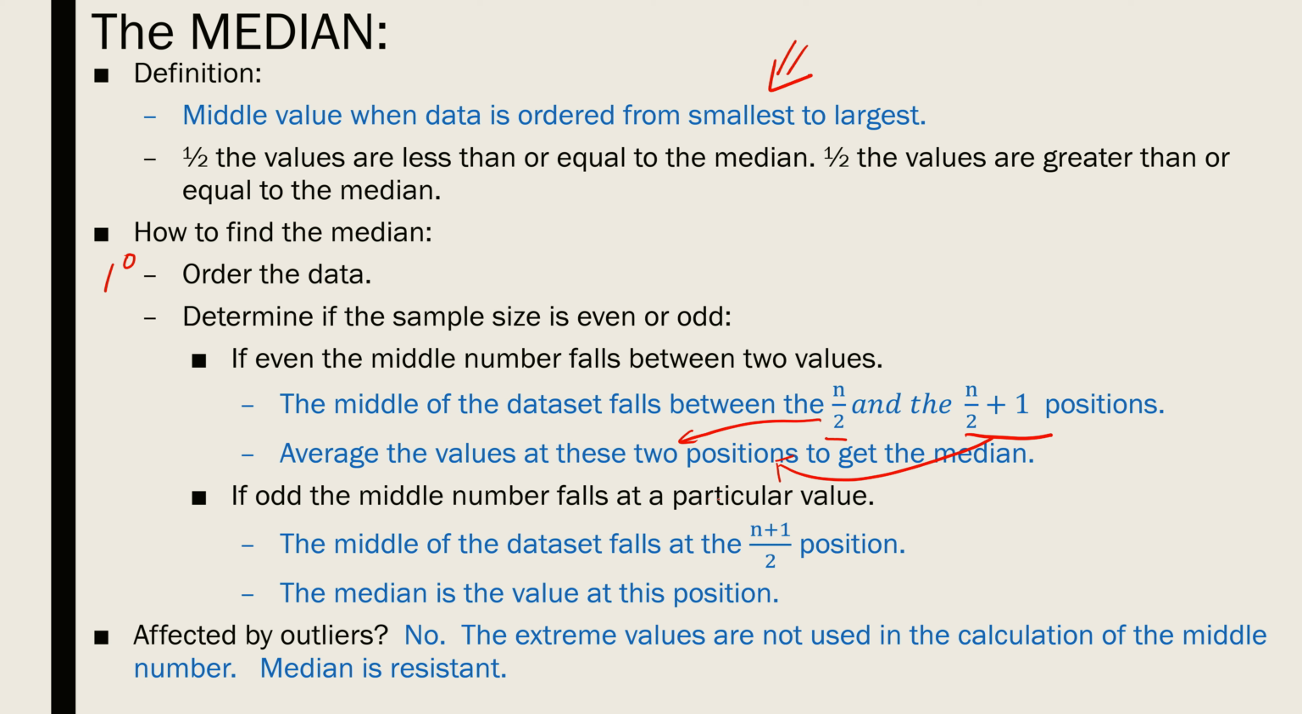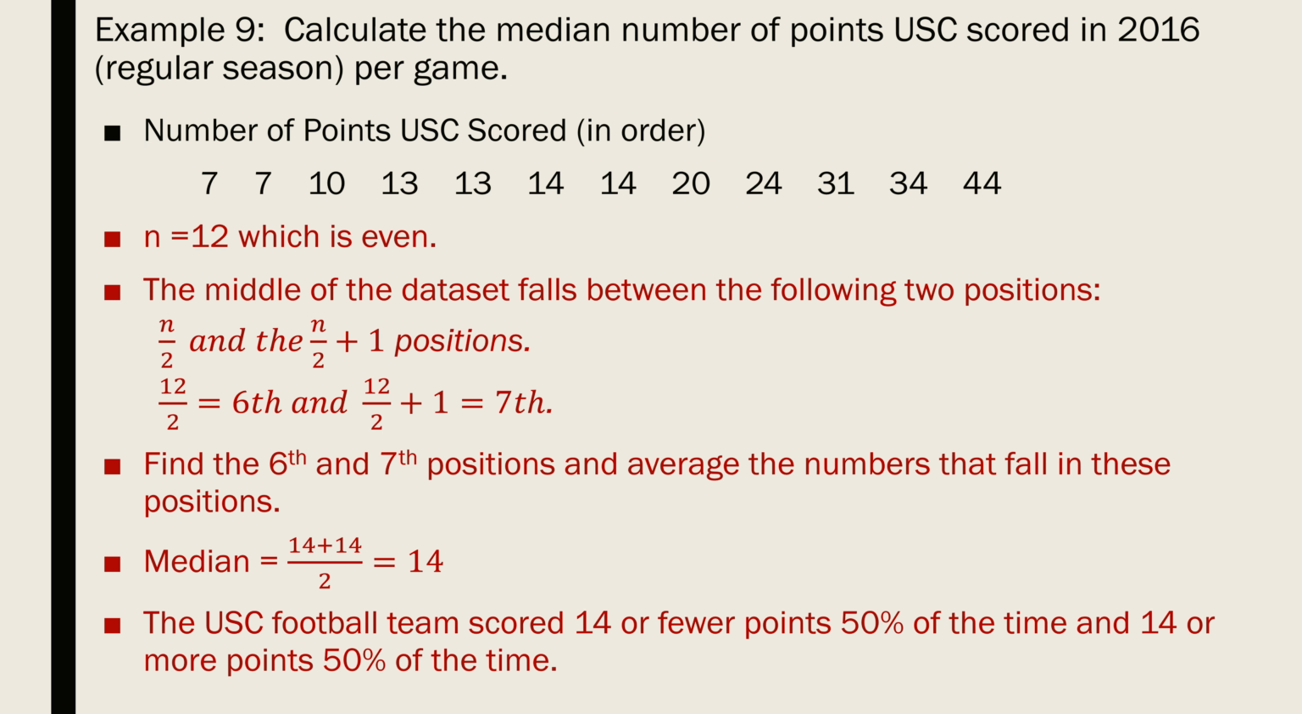If the sample size is odd, then the middle number falls at a particular value. The middle of the data set falls at the n plus 1 divided by 2 position. The median is the value at this position. Is the median affected by outliers? The answer is no. Extreme values are not used in the calculation of the middle number. The median is resistant.